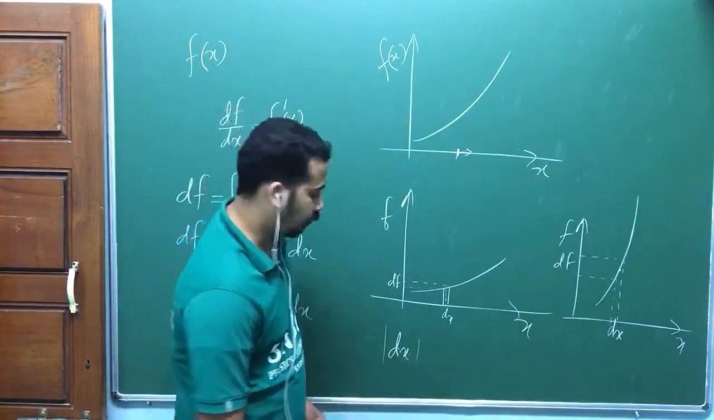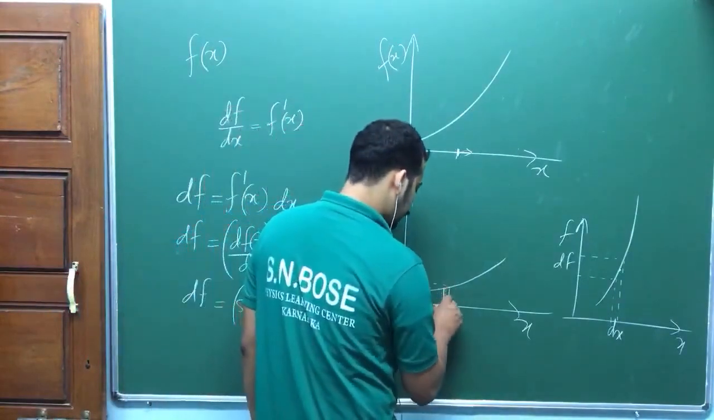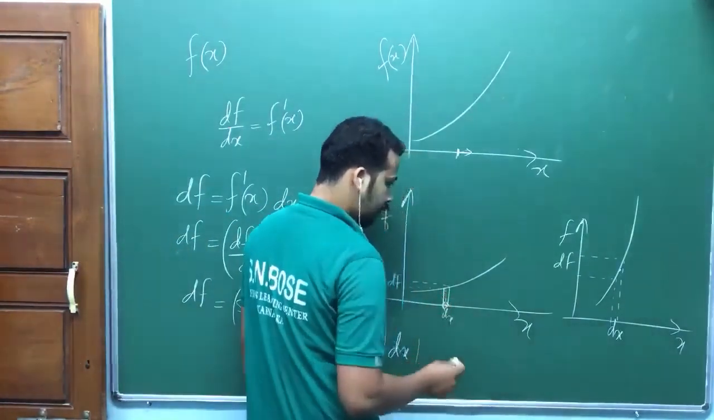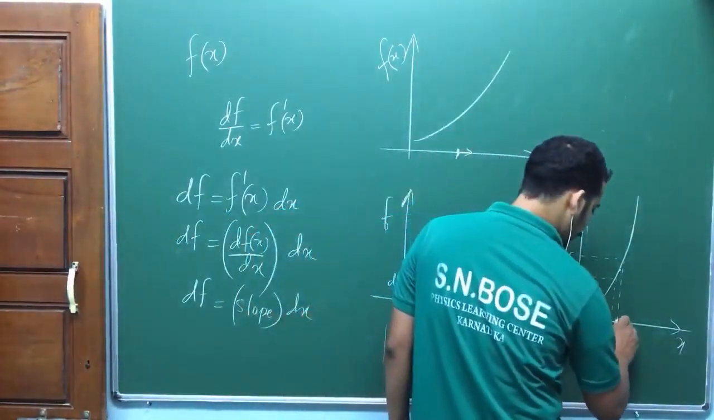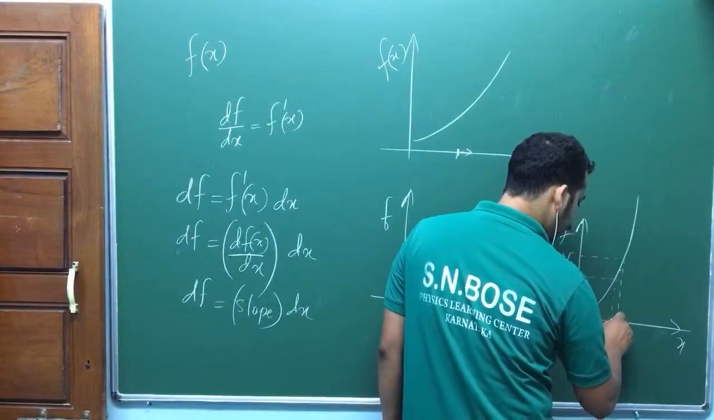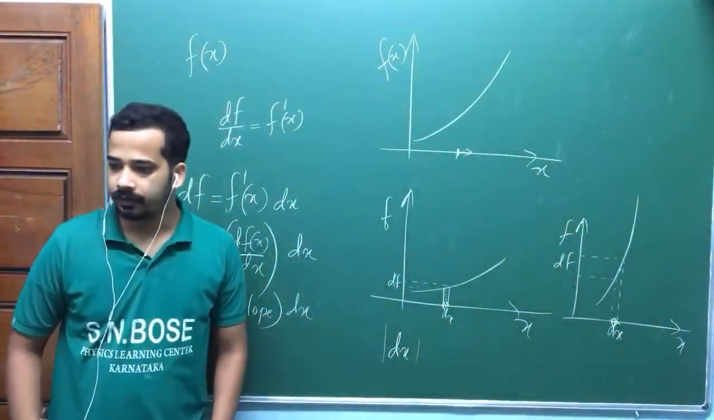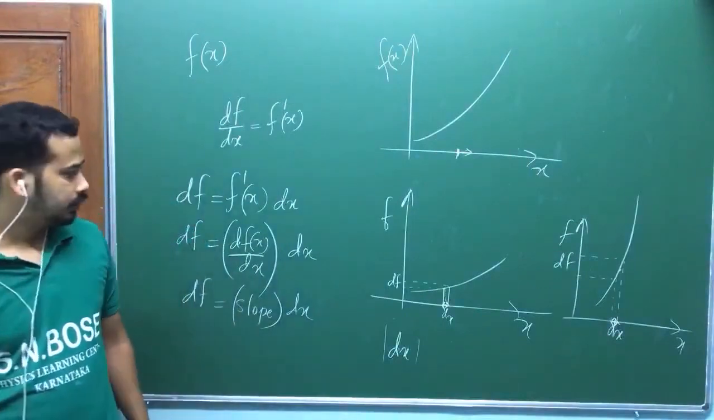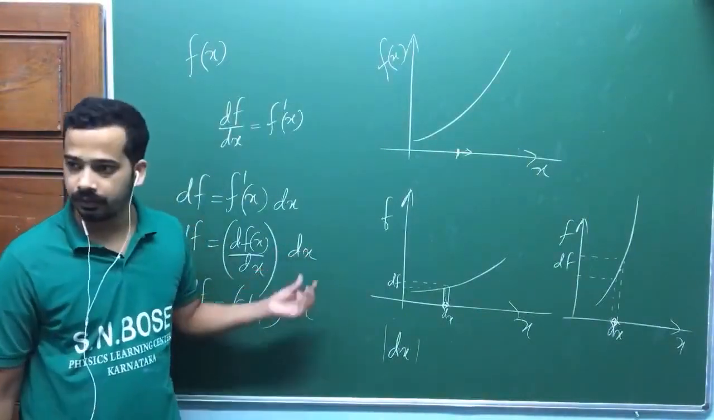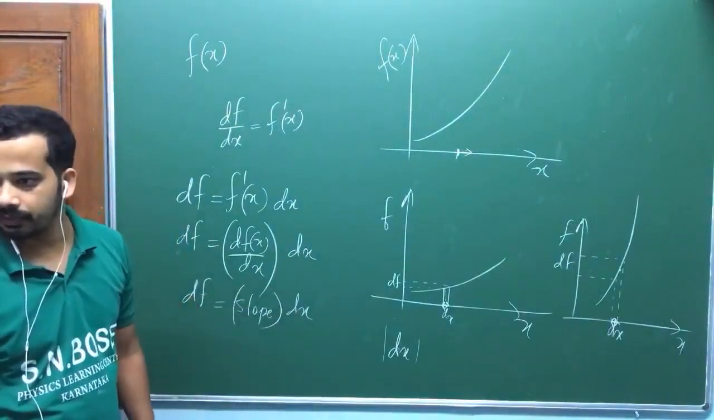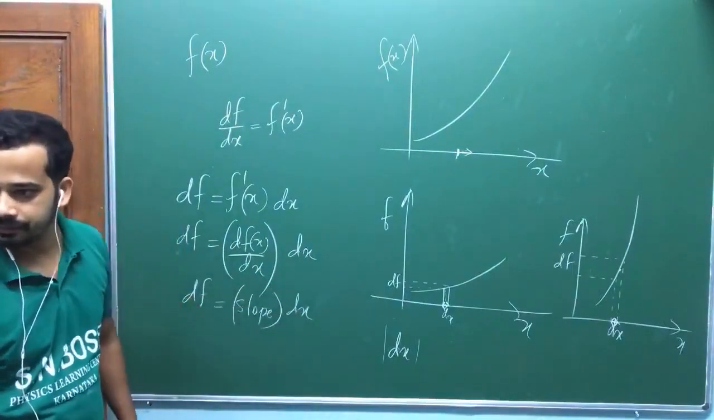So what I am saying is, whatever dx you have taken here, I have exaggerated this one, I can't show it exactly. The same dx you are going to write here. Is that okay? Wherever you write this dx in calculus, you believe that this length is constant. That's how you are going to imagine.